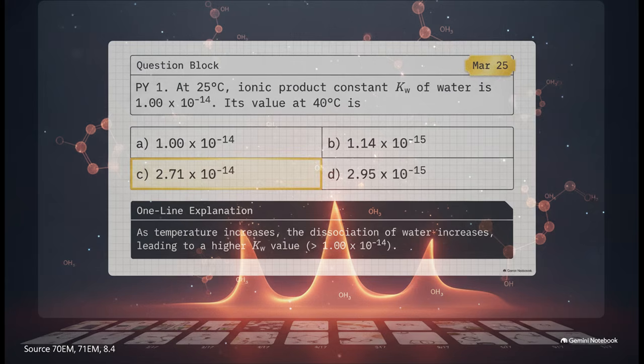At 25 degrees Celsius, ionic product constant Kw of water is 1.00 times 10 to the power of negative 14. Its value at 40 degrees Celsius is A. 1.00 times 10 to the power of negative 14. B. 1.14 times 10 to the power of negative 15. C. 2.71 times 10 to the power of negative 14. D. 2.95 times 10 to the power of negative 15. Answer C. One-line explanation. As temperature increases, the dissociation of water increases, leading to a higher Kw value greater than 1.00 times 10 to the power of negative 14.